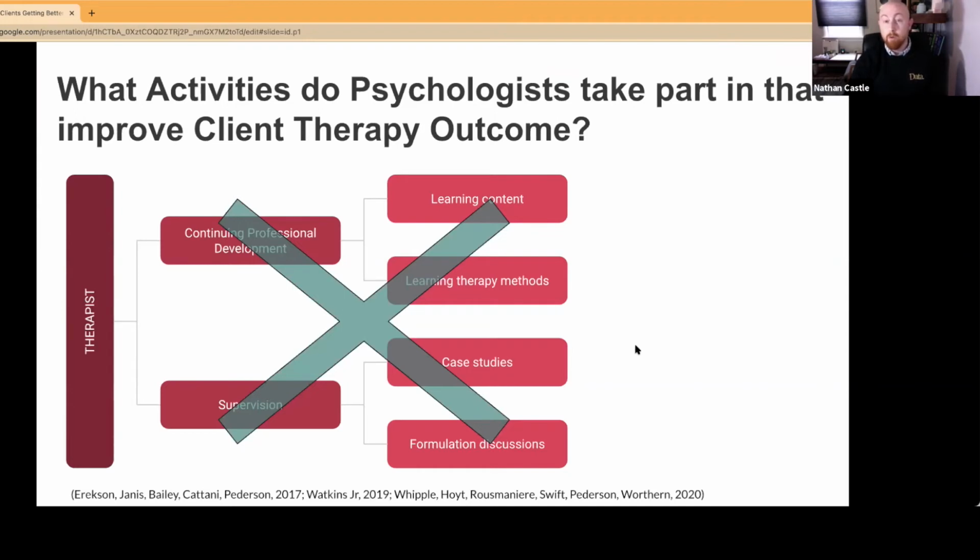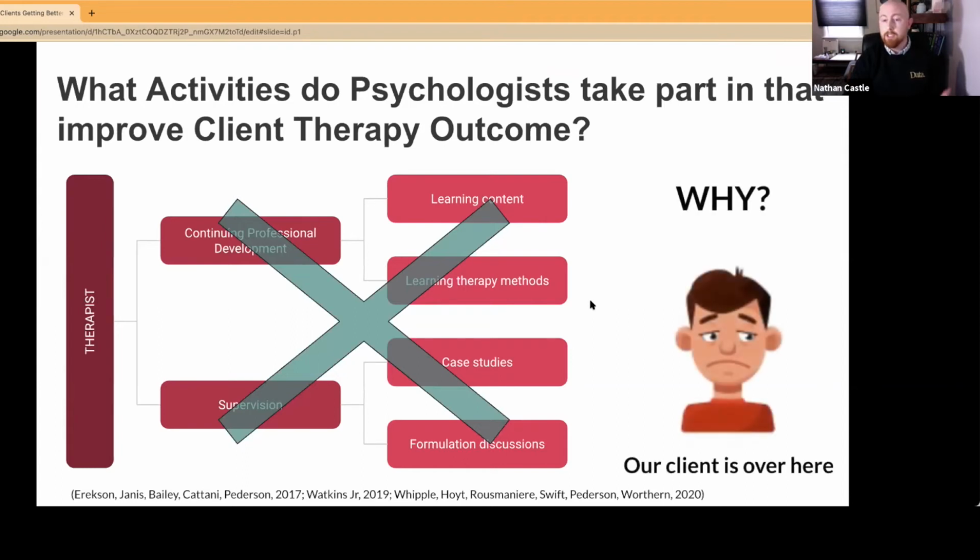And largely, while the mechanisms are still under research, largely it's because the client's actually over here when all this happens. The client isn't with you during any of these times. They're being talked about, rather than talked with. Obviously, the client can't be in your supervision session. And none of these areas have client feedback integrated as part of it.